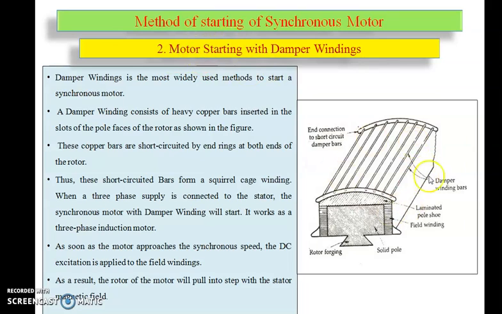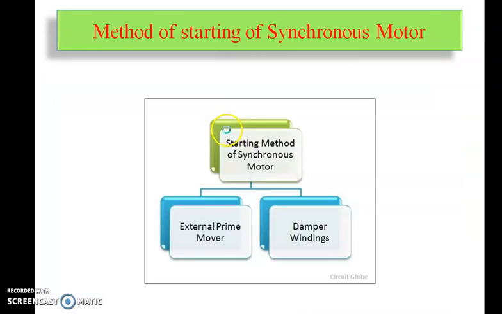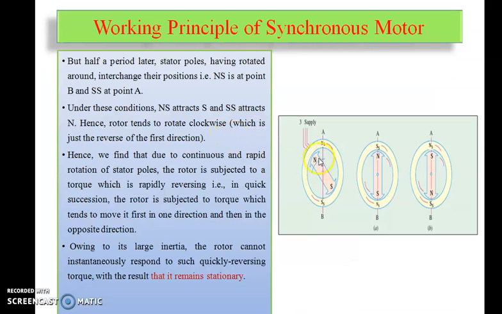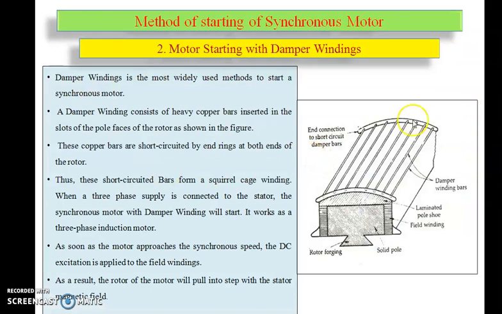Okay, so this is the figure of the particular rotor. The damper winding is the most widely used method to start a synchronous motor. A damper winding consists of heavy copper bars inserted in the slots of the pole faces of the rotor, as shown in the figure. Whatever pole of the rotor we showed previously, in the pole faces we are inserting the copper bars. These are nothing but copper bars.